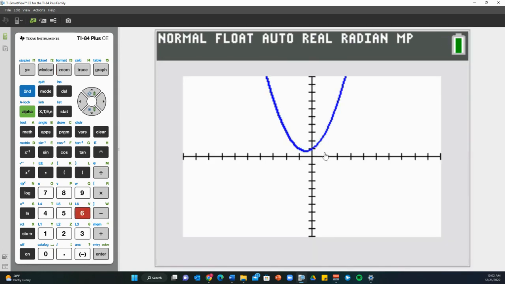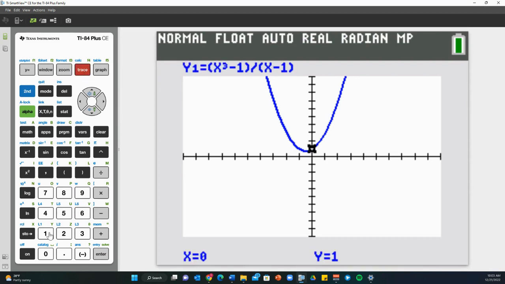Now, if you look at that, that actually looks like a quadratic function, and it is. The issue is at x equals 1, the function is undefined. So if I were to use the trace feature and go to x equals 1 on this graph, you can see that there is no y value. That's because when I plug the value of x equals 1 into the function, I don't get a defined value. I get an error message or an indeterminate form. So that's why we're going to use the table feature.